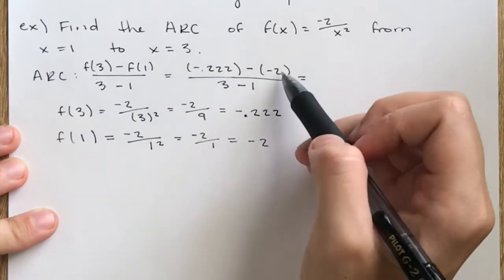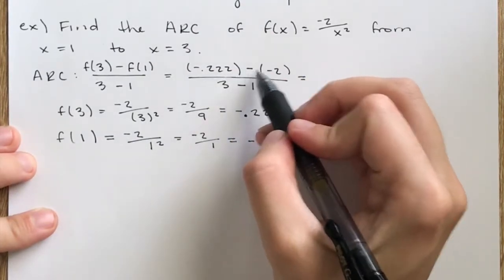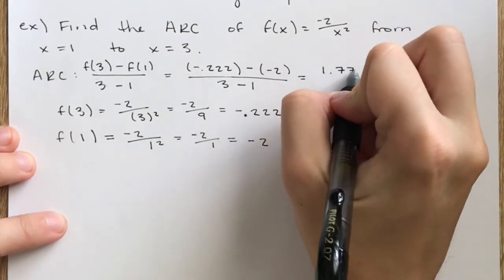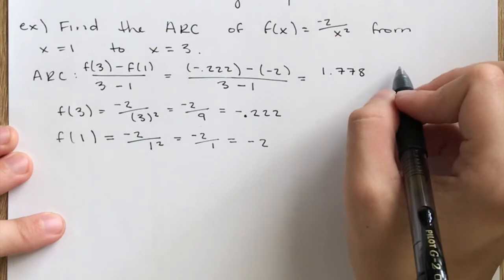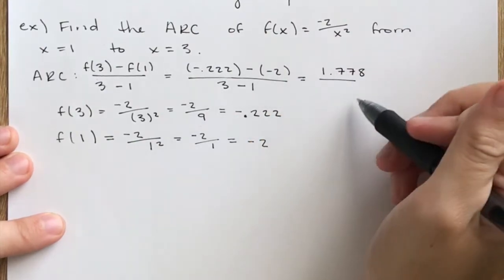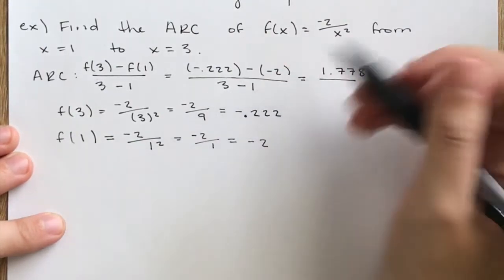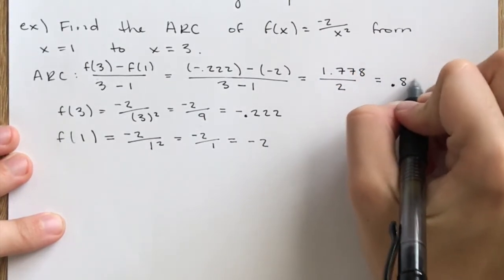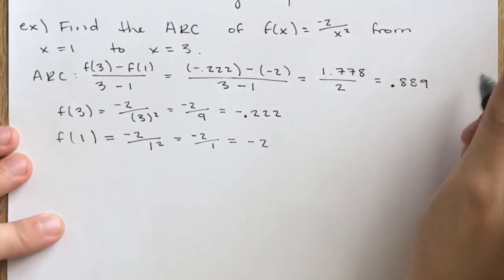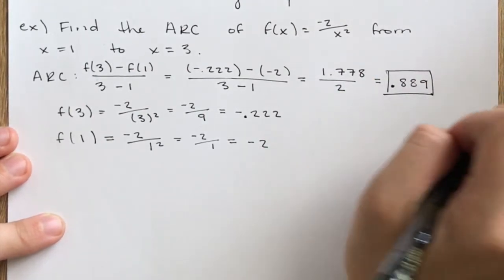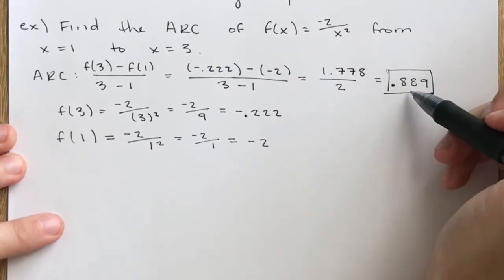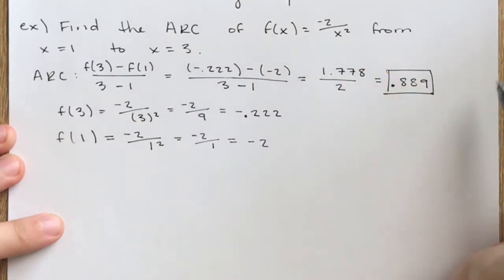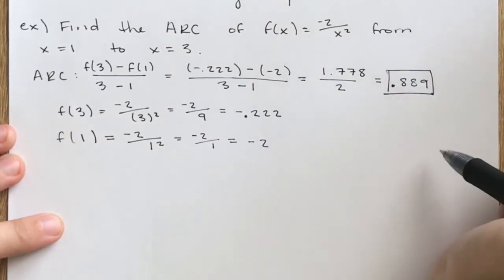We compute this subtraction. This minus negative 2 gives me positive 1.778. We divide by our denominator. 3 minus 1 is 2. So we end up with 0.889. That's our answer. The average rate of change of this function between x equals 1 and x equals 3 is 0.889.